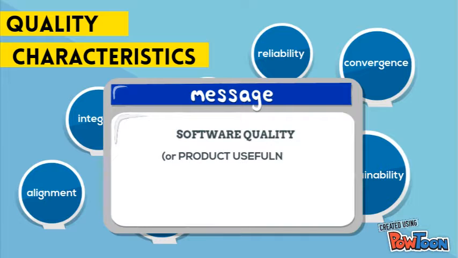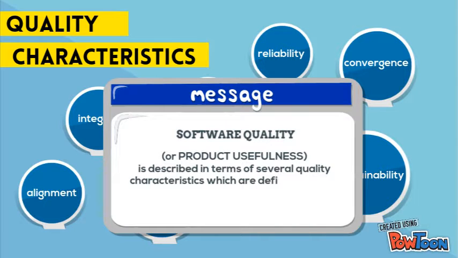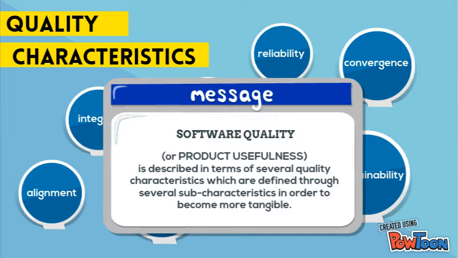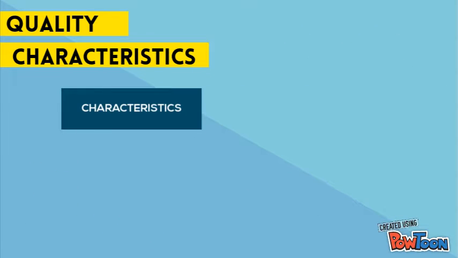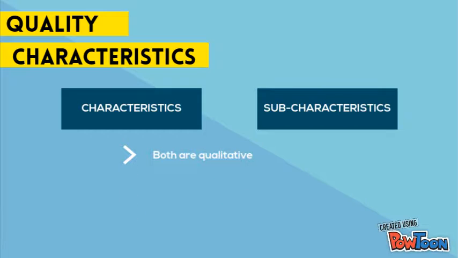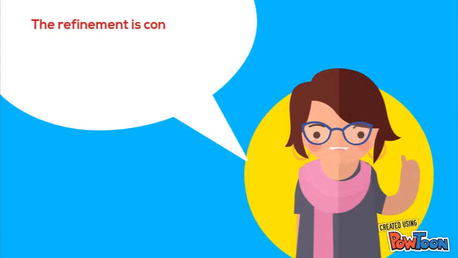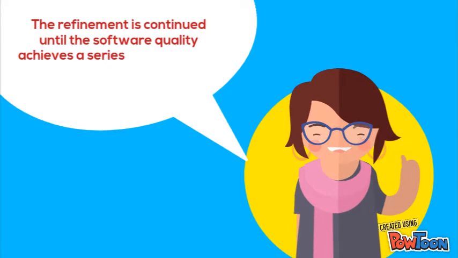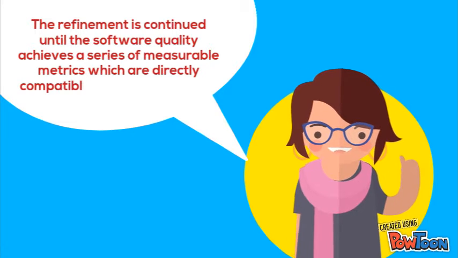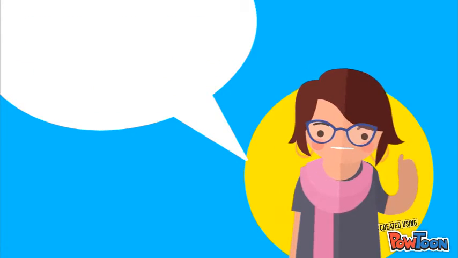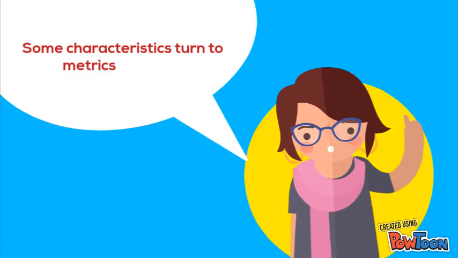Software quality is described in terms of several quality characteristics and defined through sub-characteristics to be more tangible. Both characteristics and sub-characteristics are qualitative, which means they are not directly measurable and they need to be described as precisely as possible in order to become concrete and tangible. The refinement is continued until the software quality achieves a series of measurable metrics which are directly compatible with the considered characteristics. Some characteristics turn into metrics after the refinement stage.